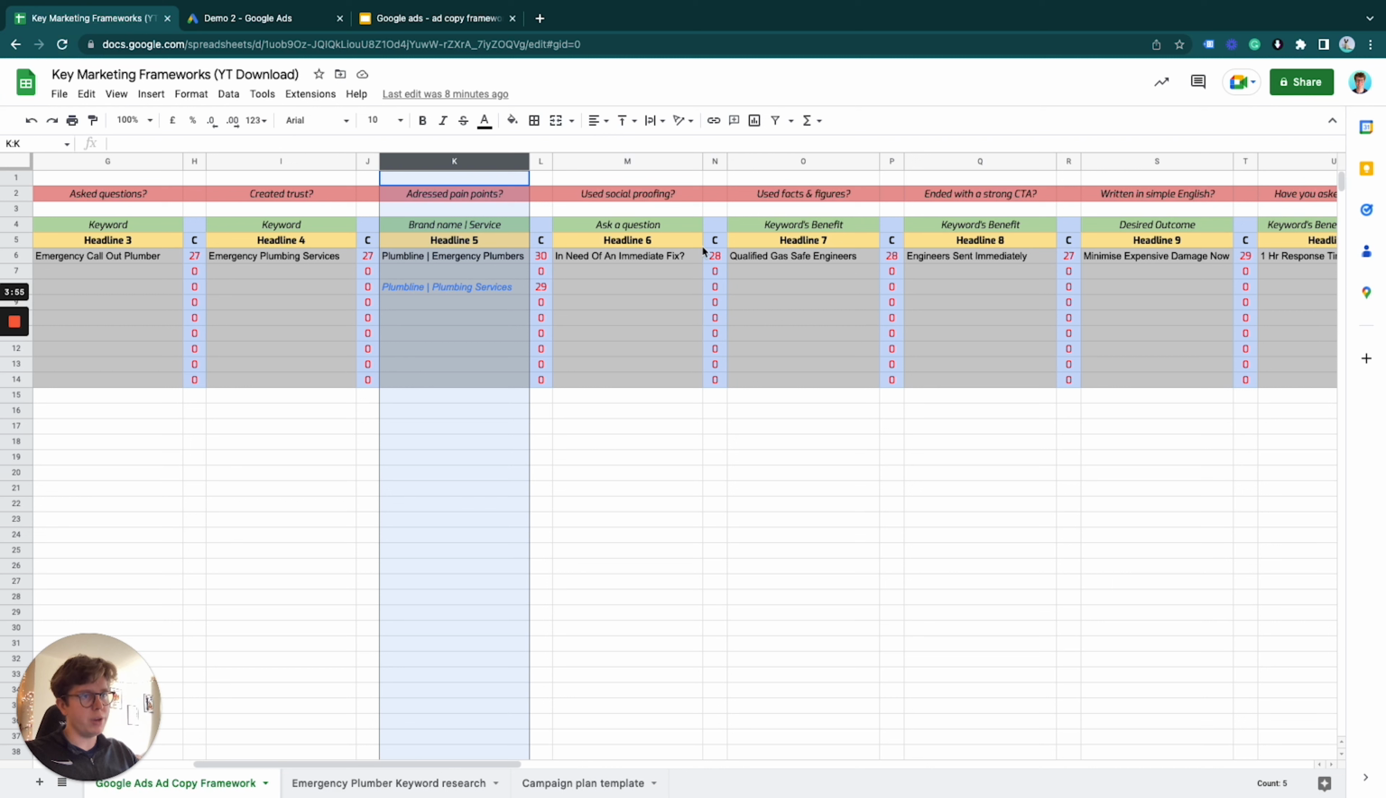Headline 5, we use our brand name and also our service. For this example, I made up Plumline. I think it might be an actual name because it's flagging up for a trademark, but I didn't know that.